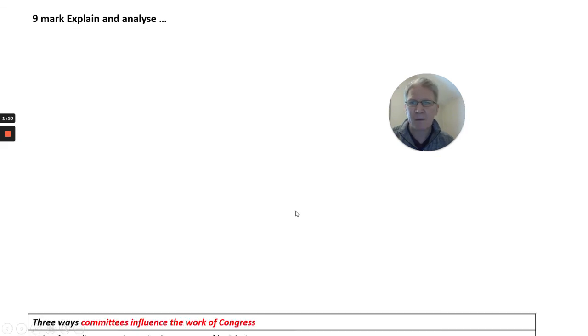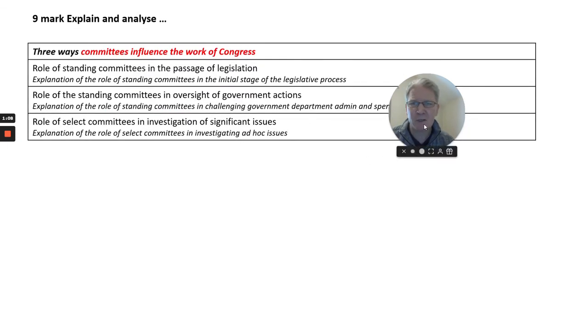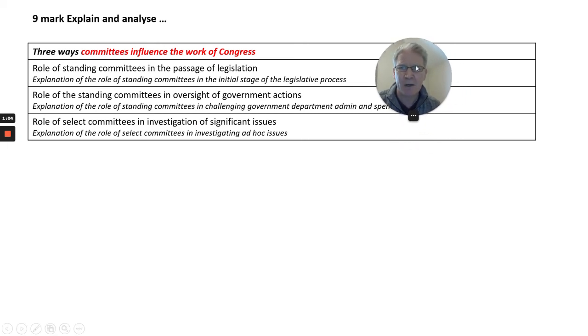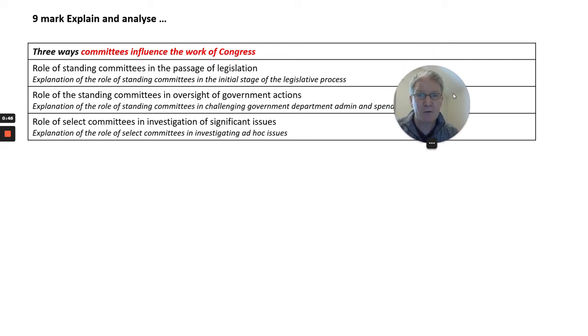Finally, explain and analyze 3 ways in which committees influence the work of Congress. 3 ways there. We're talking about the role of standing committees in the passage of legislation. As with the previous question, you're talking there about the role at the starting point. How does it influence in which way the legislation is initially shaped in comparison to what else happens throughout the legislative process? The role of standing committees in oversight of government actions.